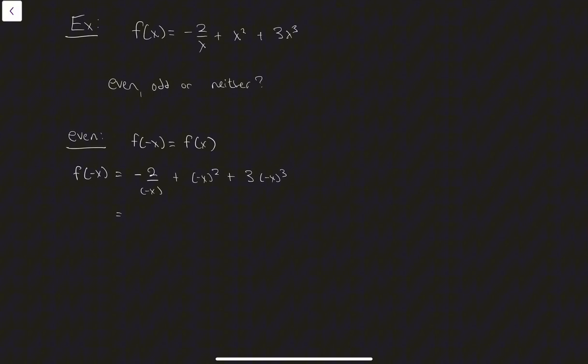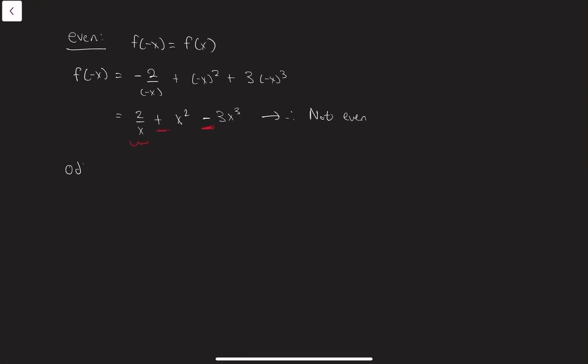This is equal to 2 over x plus x squared minus 3x cubed. Is this the same as our original function? Well, it turns out no. We don't have a negative sign in front of this term. This term is positive, so that's good, but this term is negative. So we know that this is not even. It would need to be the exact same as the original function.